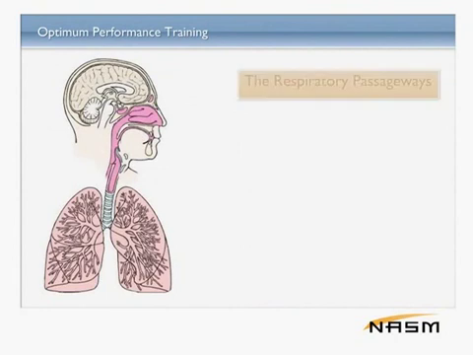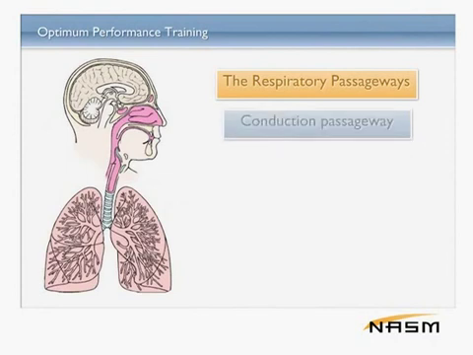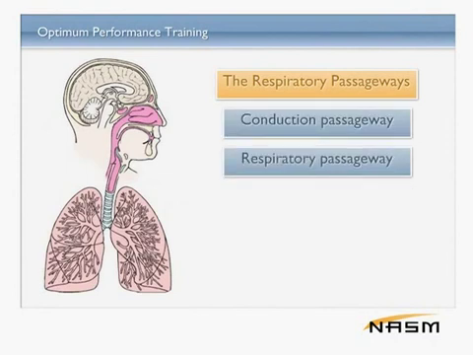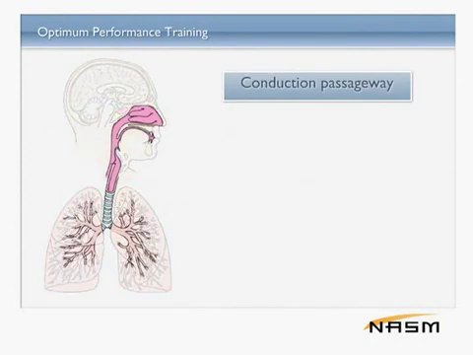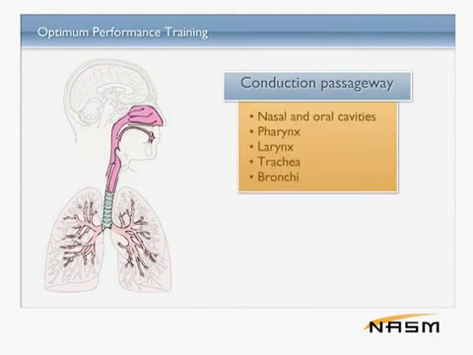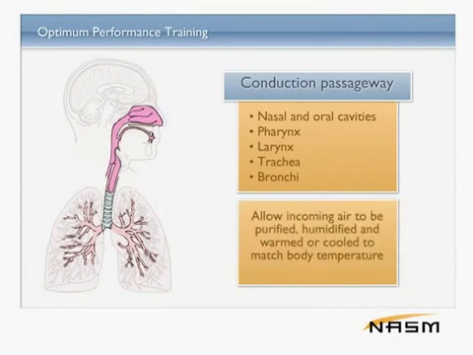However, the air must have passageways to funnel it in and out of the lungs for proper utilization. These respiratory passageways are divided into two categories: the conduction passageway, and the respiratory passageway. The conduction passageway consists of all the structures that air travels through before entering the respiratory passageway. The nasal and oral cavities, pharynx, larynx, trachea, and bronchi provide a gathering station for air and oxygen to be funneled into the body. These structures also allow the incoming air to be purified, humidified, or moisture added, and warmed or cooled to match body temperature.